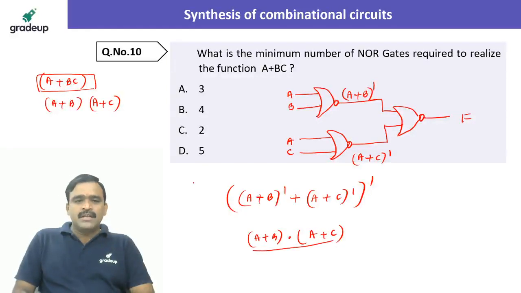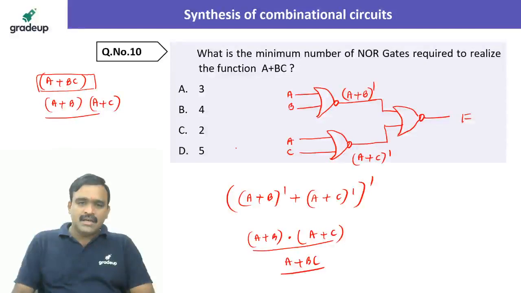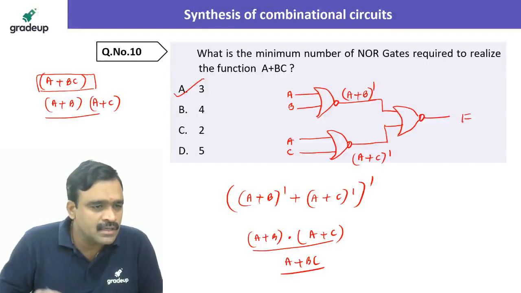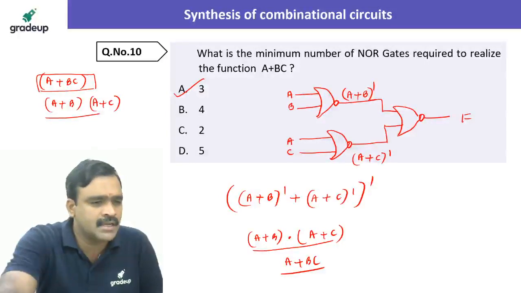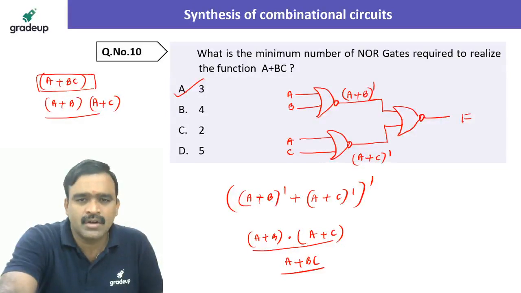Now A plus B into A plus C we got, no? That is nothing but A plus BC. We could realize it with 3 NOR gates. So a minimum of 3 NOR gates are required. Option A is the right option. Exactly. Most of you are correct. Yes, Aditya Desai. Yes. Never quit. Pratik Soni. Gopal Krishna. Yes. Now coming to the next question.